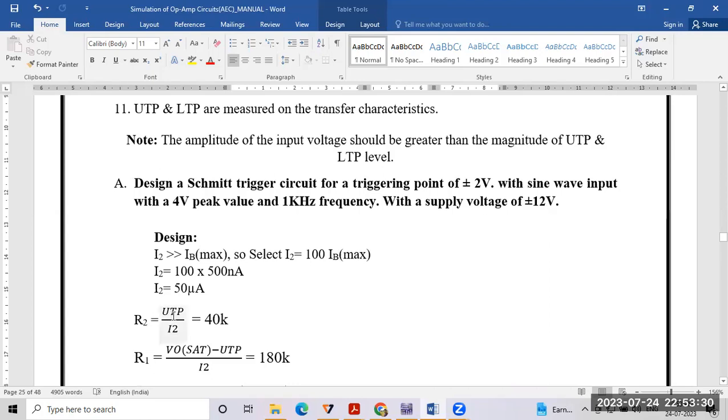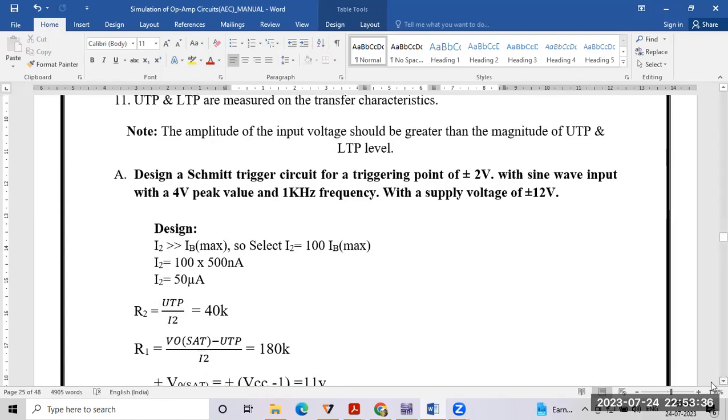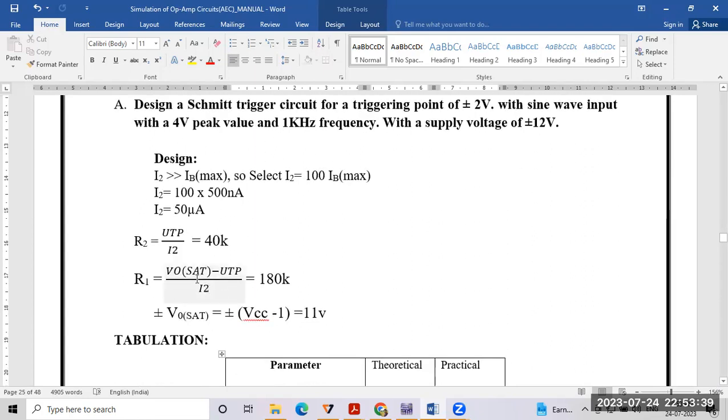R2 equals UTP divided by I2. Substitute UTP, which is 2, divided by I2, 50 microampere, giving 40K. R1 equals V0 minus UTP divided by I2. What is the V0 value? We don't know the V0 value. How to calculate it?